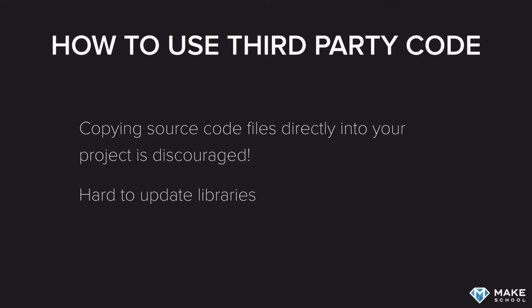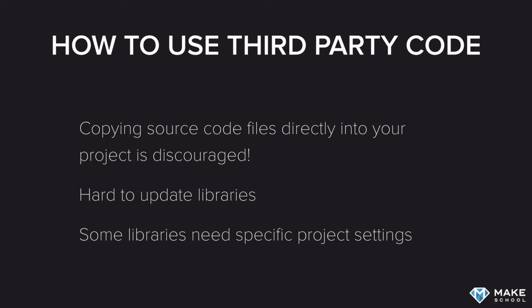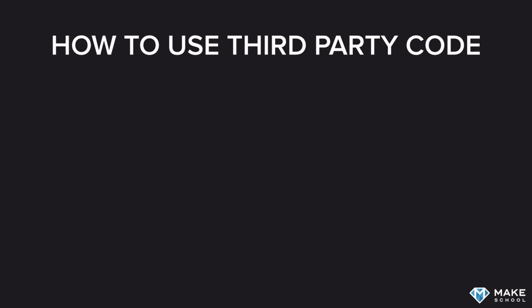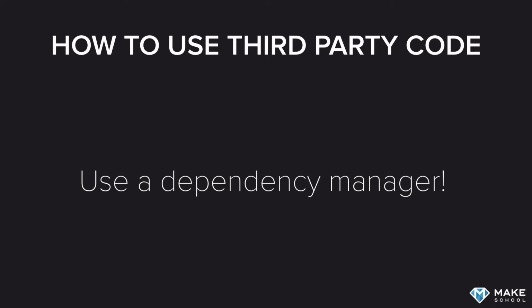If you have copied the source code, that means you have to recopy the entire library every time a new version is released. Additionally, some libraries need specific project settings. If you just integrate the source code, you will have to apply these project settings manually, which can be a lot of effort. There are better tools out there that allow you to use third-party code without running into these problems. These solutions are called dependency managers. There are currently two important dependency managers for iOS, and we will take a look at CocoaPods, which is the most popular one.